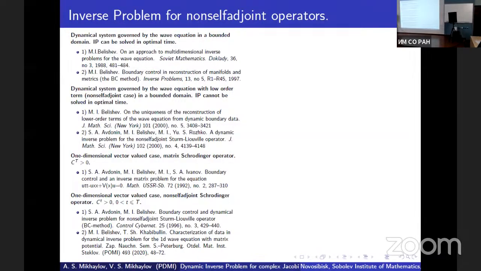А если мы рассматриваем несамосопряженный случай, то есть у нас есть какие-то возмущения, предположим, первого порядка, обратная задача за оптимальное время не решается. Вот какая-то такая специфика. Может быть, она и решается, но пока за оптимальное время не решена, во всяком случае.